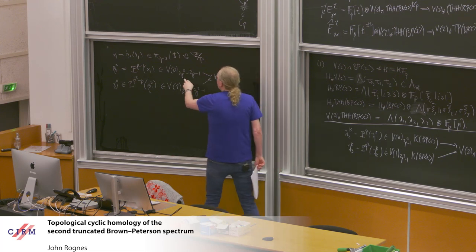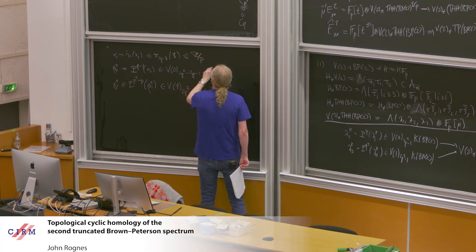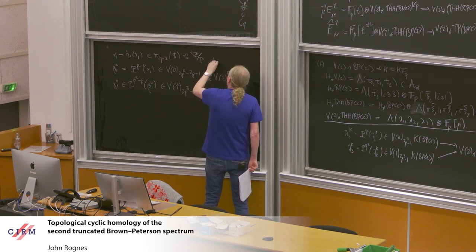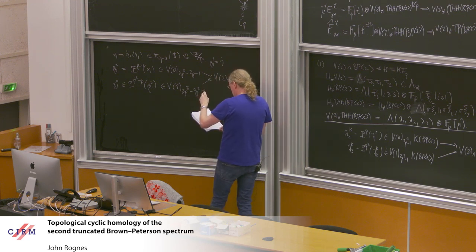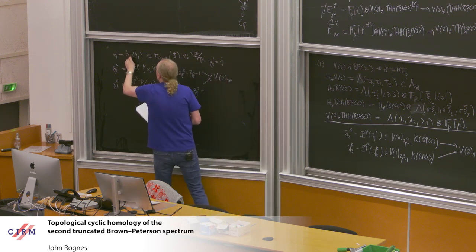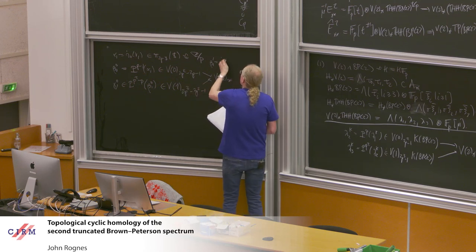Of course, we have some other classes here. We have beta 1. I'm not sure if there's a completely standard name here. But if you start with v2 in the homotopy of, I think this is usually a 0 if I were to be consistent.